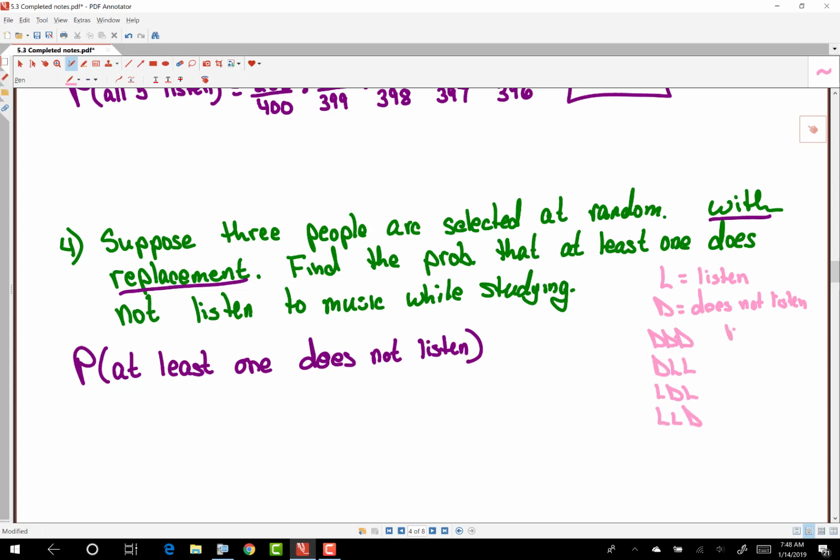Or you could have does not, does not, and listens. Or does not, listens, and does not. And I'm just going to say etc. So you could just list all of those and then calculate each one individually and add them together. We don't want to do that. That would be crazy. In this problem, it would be doable. There'd be a lot of combinations, but imagine if you had something even larger than this. So we don't want to do it that way.